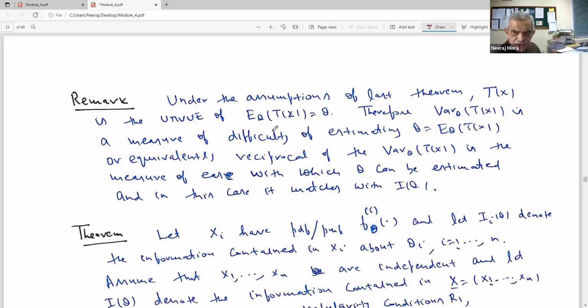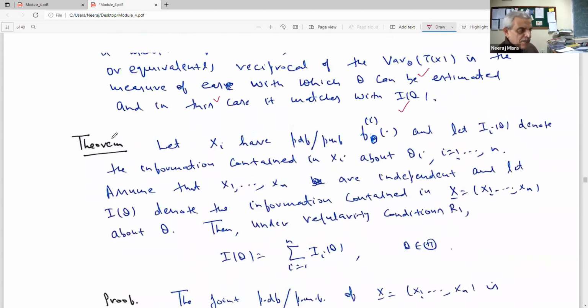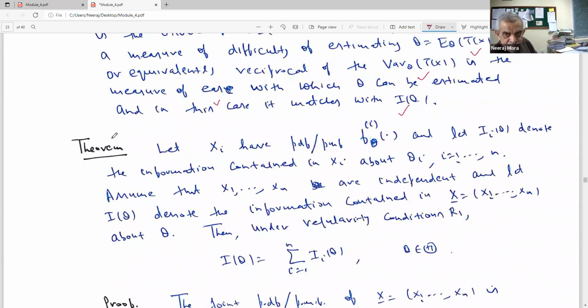Now note this remark: under the assumptions of the last theorem, Tx is the UMVUE of expected value of Tx. Therefore, variance Tx is a measure of difficulty of estimating expected value of Tx. Or equivalently, the reciprocal of variance of Tx is the measure of ease with which theta can be estimated. And in this case, it matches with I theta. So that means if you have much more information I theta, then there is much more ease in estimating theta because variance of T is one upon I theta. So your Cramer-Rao bound would be related to g prime theta upon one upon I theta kind of a thing.